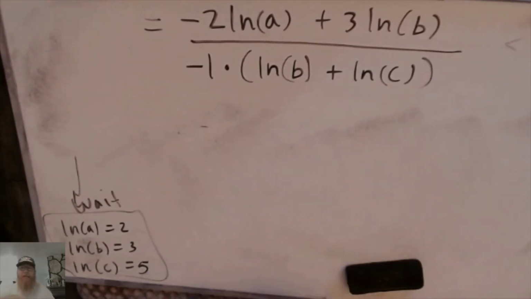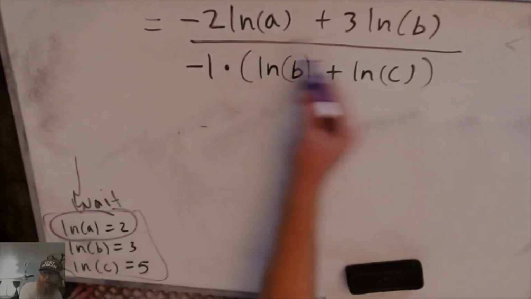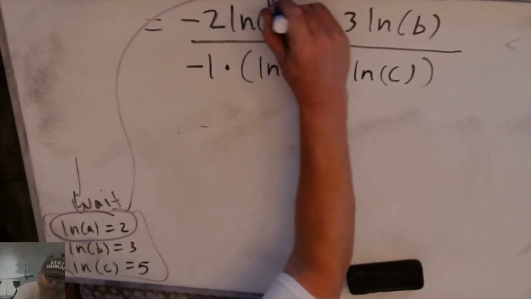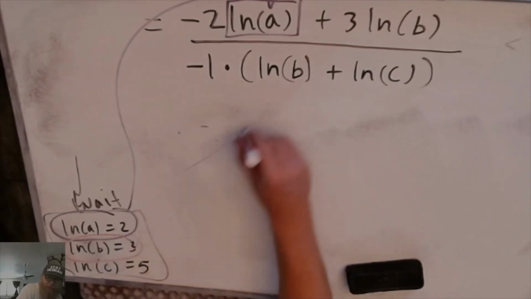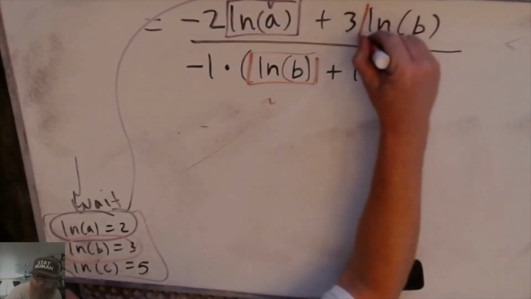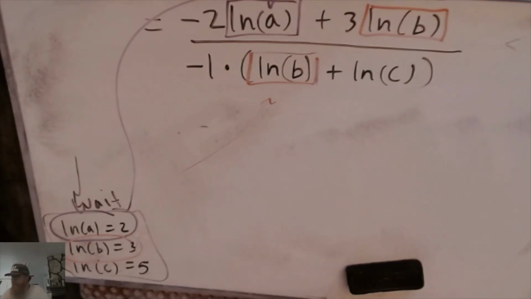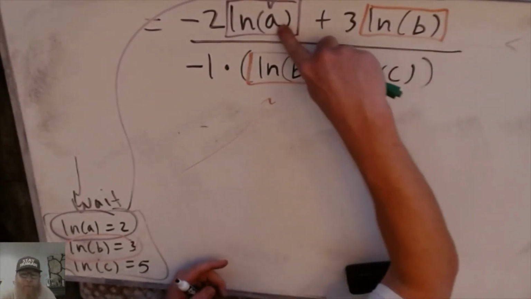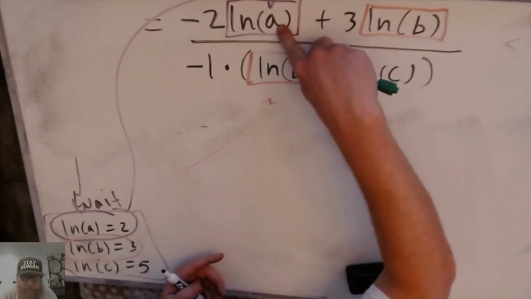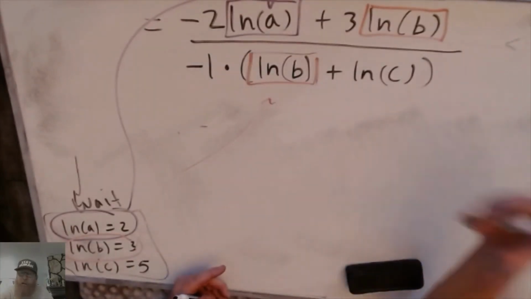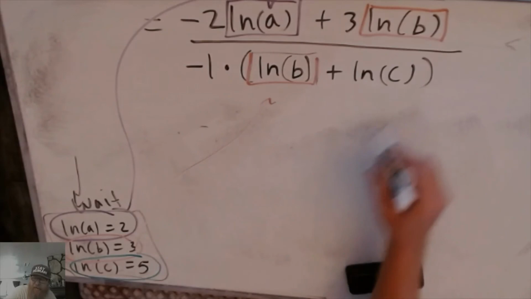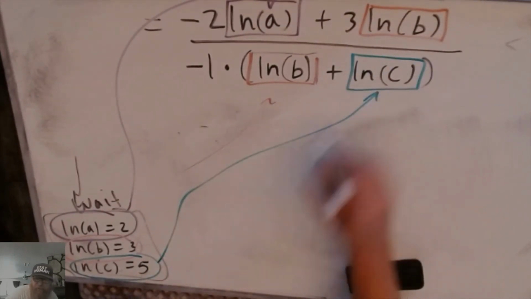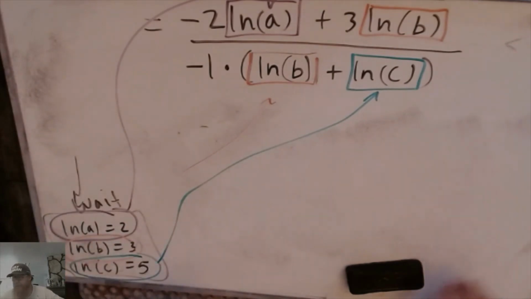So now we've waited. We can plug in ln of a. Everywhere you see ln of a, replace it with 2. Everywhere you see ln of b, replace it with 3. And I want to make something very clear if it's not already clear. I'm not plugging in to the ln. I am literally swapping. I'm exchanging the ln for a pre-selected value. Everywhere I see an ln of c, I'm going to replace that with a 5. So all of the ln's are going to disappear.